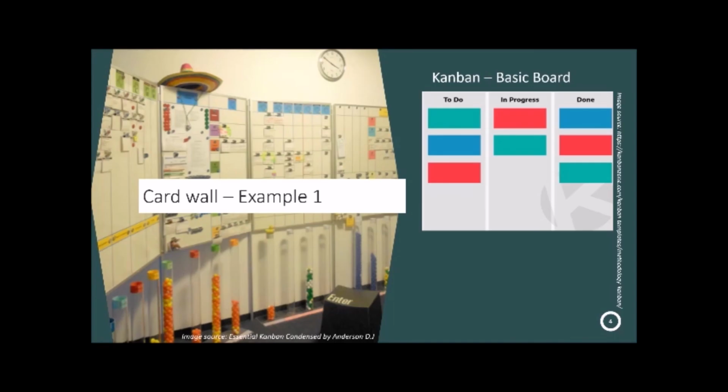Card wall example 1: basic Kanban board. There are various ways to visualize the process flow using a Kanban board. The most basic visualization is the basic Kanban board, which has only 3 items or columns. They are to do, in progress, and done. It is suitable for introducing the Kanban methodology to a new team.